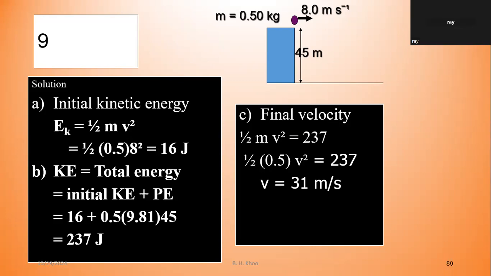Can get? Wait, I'm still at B. You got the answer, lah. Yeah, I got the answer for B already. Now doing C. Okay.